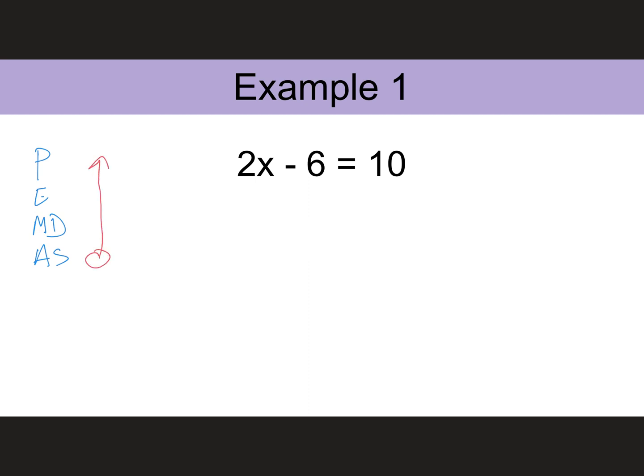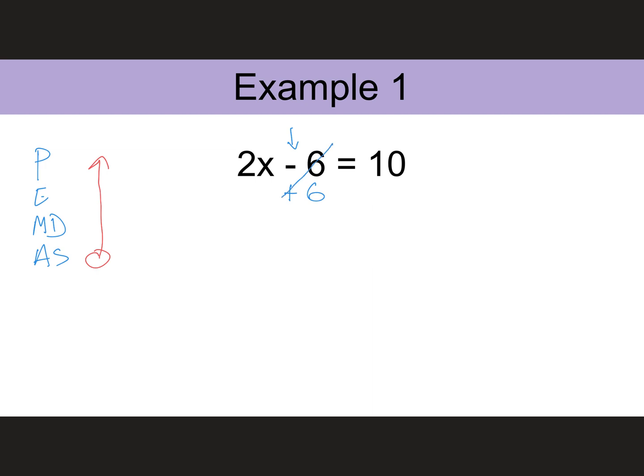So the first thing we do are any addition and subtraction problems that we have. So taking a look over at our expression, do I have any addition and subtraction? Well, yes. Right here, I have a minus 6. So using inverse operations, how do I get rid of that minus 6? Well, I add 6. Because negative 6 plus 6 equals 0, and that cancels out.